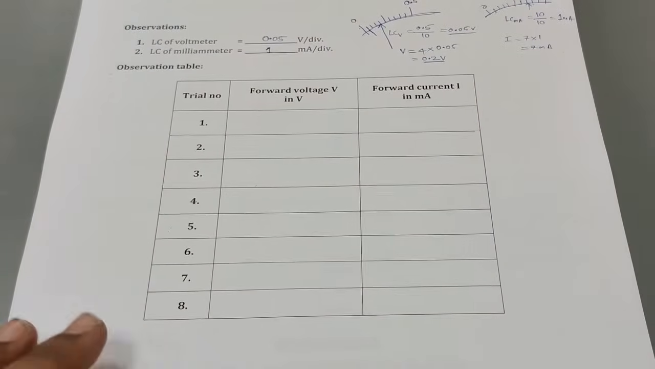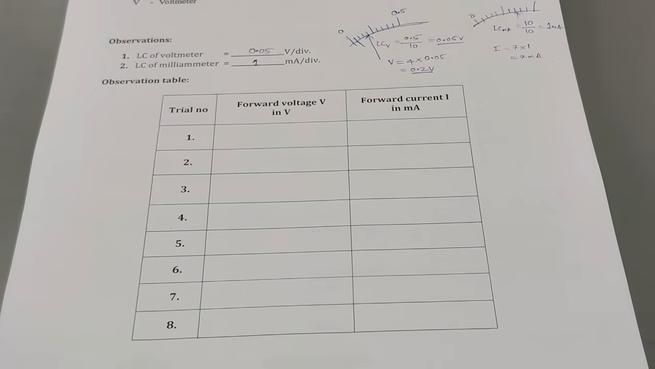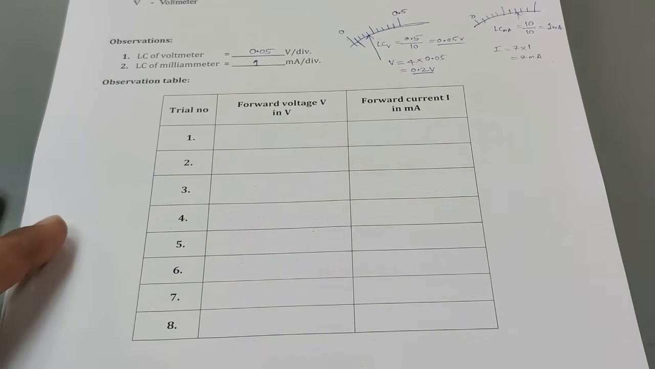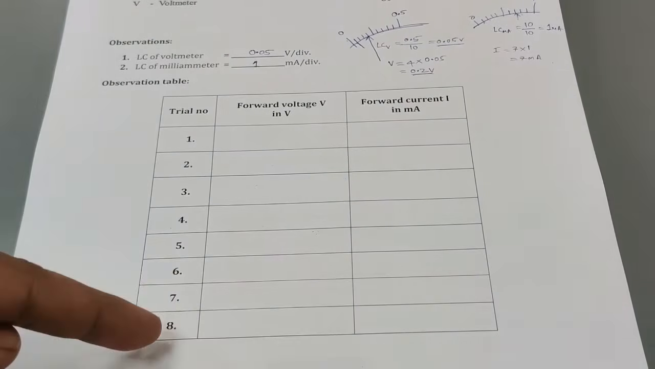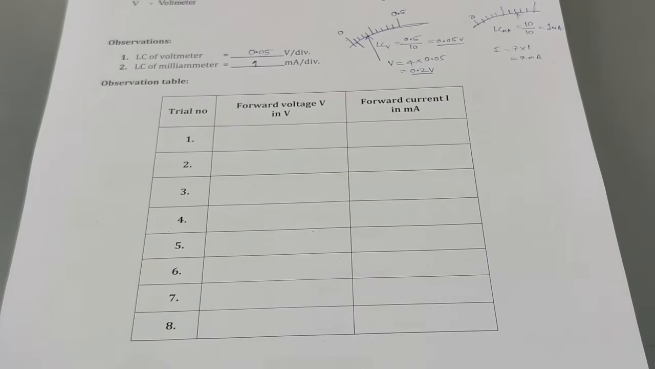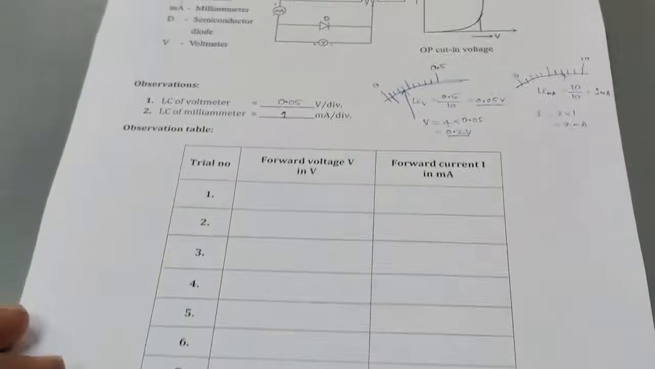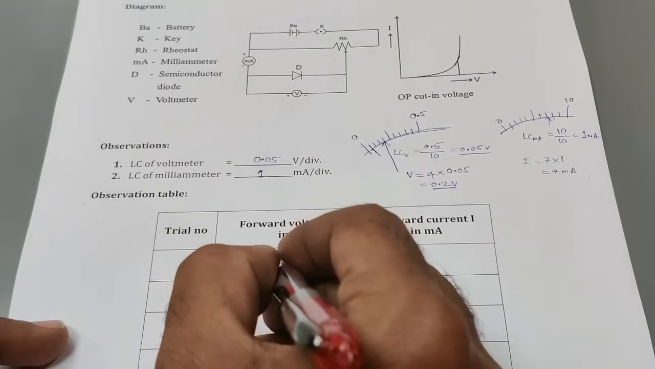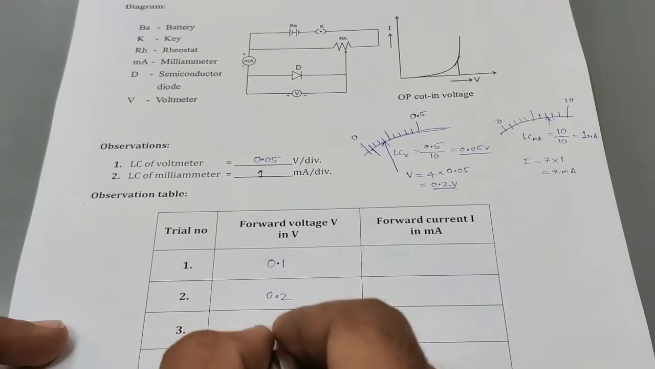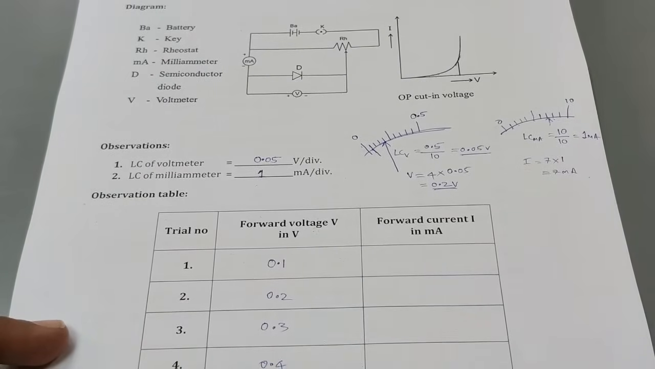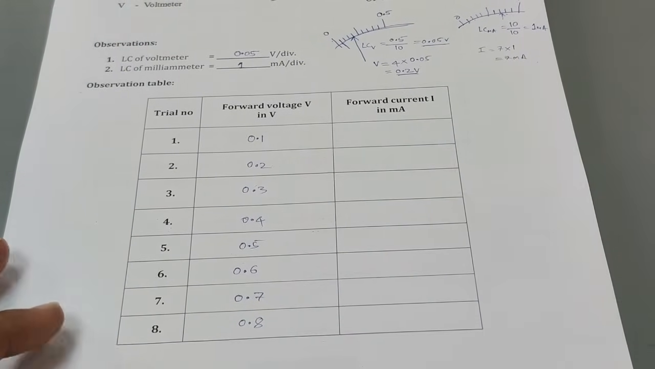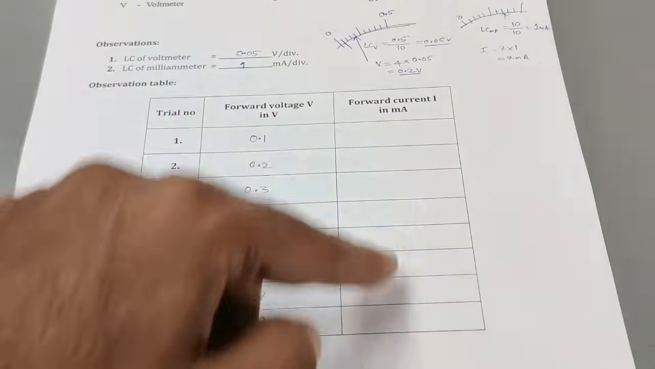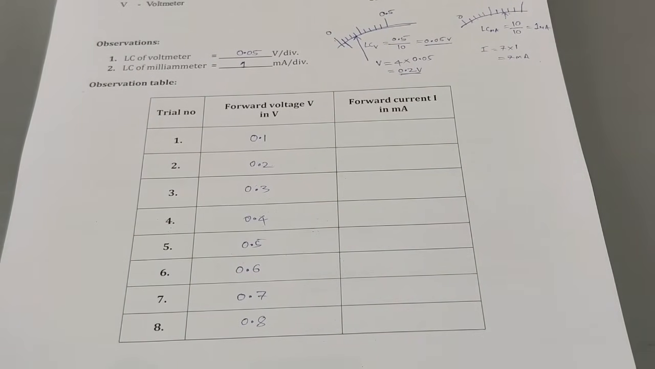Okay, next, we have to take 8 trials here. We have to take 8 trials, there is a graph. So what I will do is go on increasing the forward voltage by 0.1 volts. Right? We increase the voltage as we wish, and note down the respective current from the instrument. For the first trial, I will take voltage as 0.1 volt, then 0.2, 0.3, 0.4, 0.5, 0.6, 0.7. Like this we'll take the voltages, and write the respective currents, whatever is shown there.